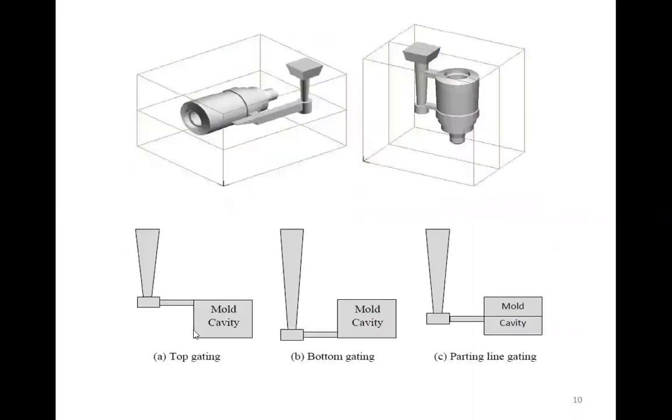In a top gating system, the gating is arranged to the top of the mold cavity. In a bottom gating system, the gate is arranged to the bottom of the mold cavity. In a mold parting line gating system, we arrange the gate at the drag, not the cope. We arrange the gate at the drag only. So what is the pouring time?